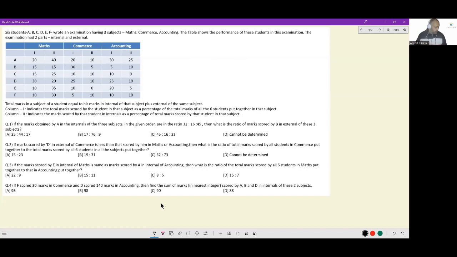Let's look at this question. 6 students A, B, C, D, E, F wrote an examination having 3 subjects: maths, commerce, and accounting. The table shows the performance of these students in this examination. The examination had 2 parts: internal and external. Total marks of a student equal to his marks in internal of that subject plus external of the same subject. So total marks is equal to external plus internal.